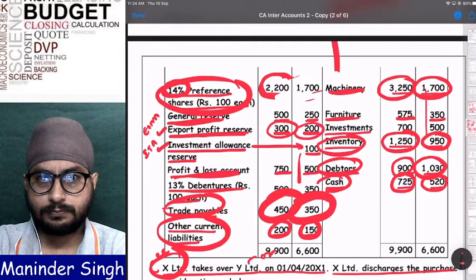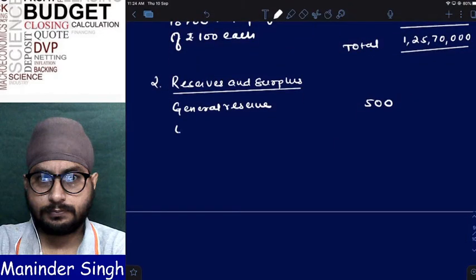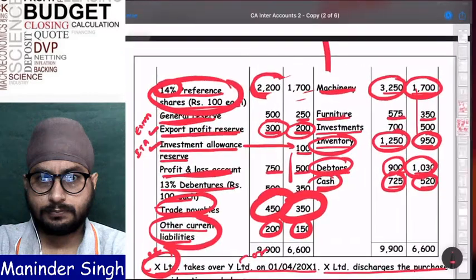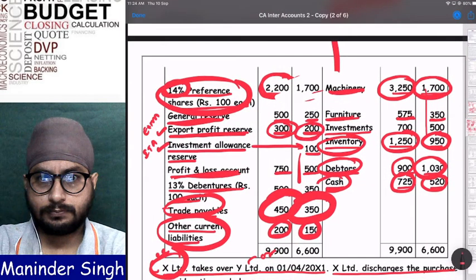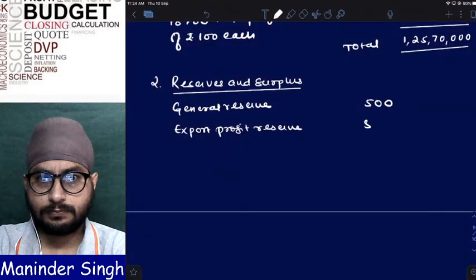Will I take it for Y Limited? Yes. So what is your export profit reserve? No need to show any bifurcation. How much is the total? 300, 200. Total how much? 500. So what I'll do here is write 500. Bifurcation is not required in the exam. Clear? Next.